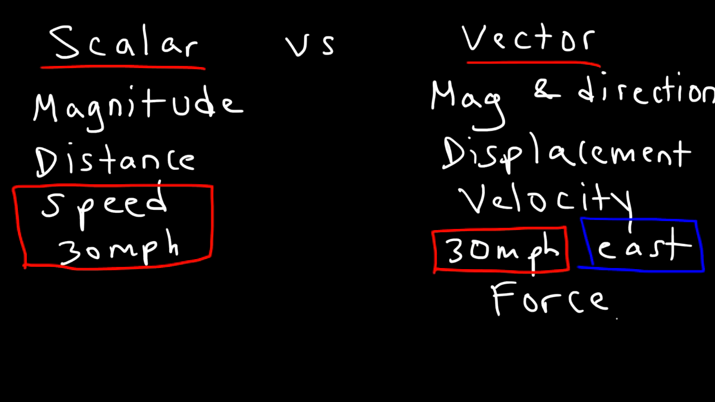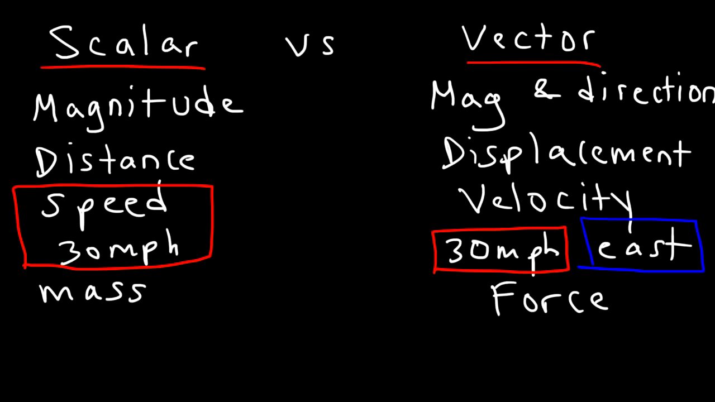Can you apply direction to mass? Can you say, I have 100 grams of aluminum metal east or 200 grams of nickel west? You can't apply direction to mass. Therefore, mass is a scalar quantity.